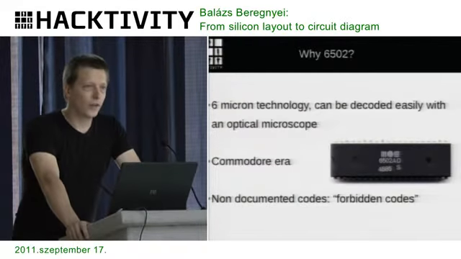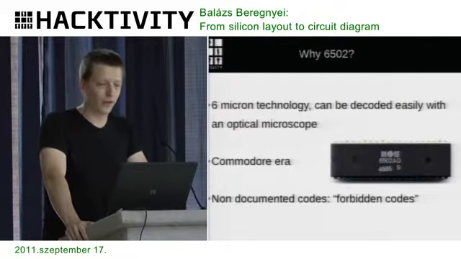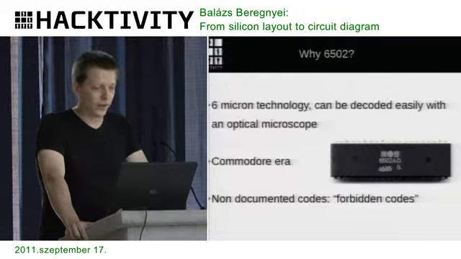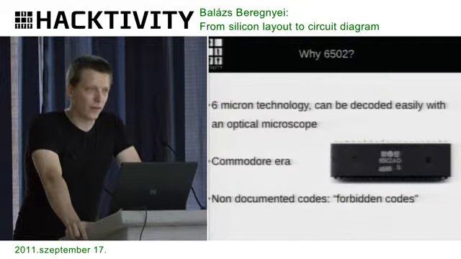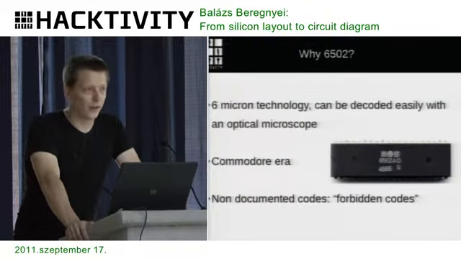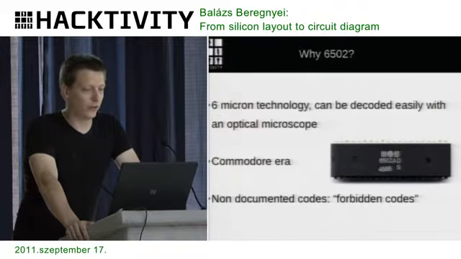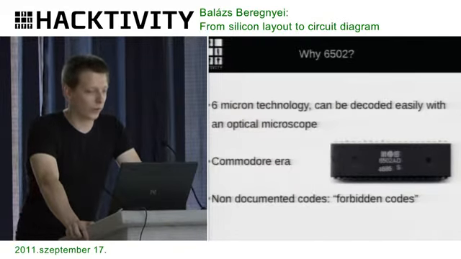Why 6502? Approximately 10 years ago, when I was in the position to check an integrated circuit under the microscope, I selected the 6502. It's quite an old technology, 6 microns feature size, and with an optical microscope the limit is 1 micron, so the 6 micron size makes it easily available for investigation.